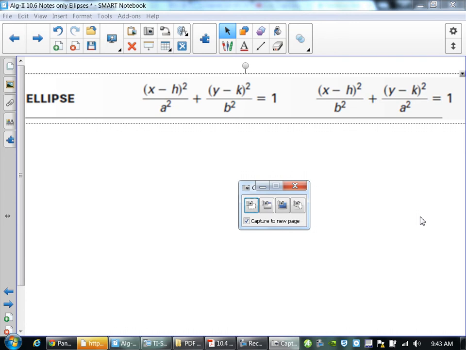And then the vertical one is when the a squared is underneath the y value. So it's (x minus h) quantity squared over b squared. Where a is still the distance from the center to the vertex, b is still the distance from the center to the co-vertex, c is still the distance from the center to the focus, foci, thank you, and h and k is the center.